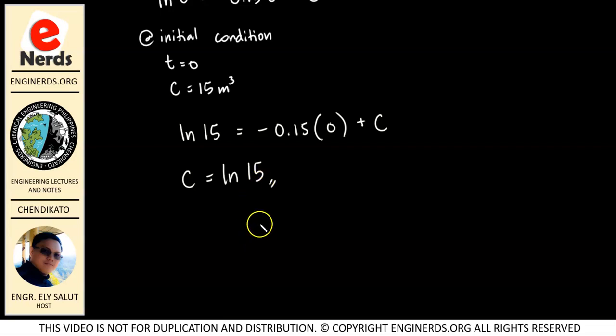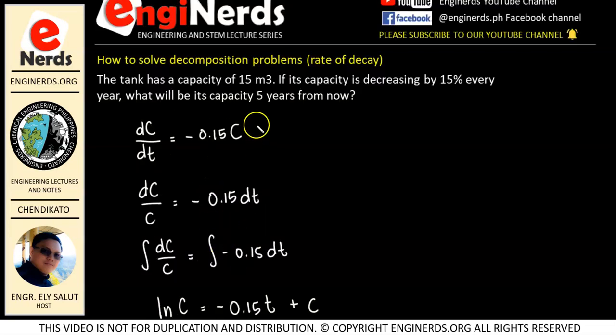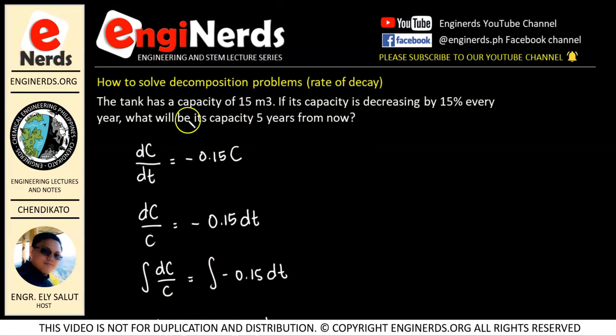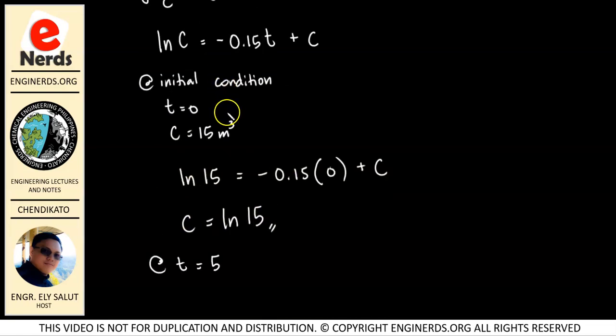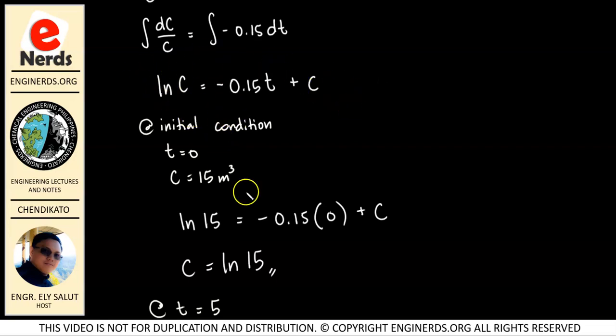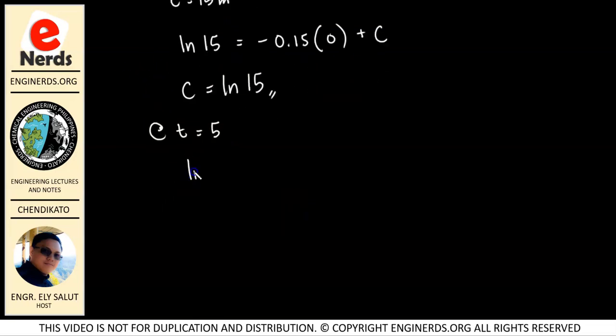So now we're going to check what is the capacity at time equal to 5 years. So that is what we are looking for. 5 years from now, what will be our capacity? So our time is equal to 5. So we're still going to use the same equation that we got here, no? So we have ln C is equal to negative 0.15t plus C. And we know that our C is equal to ln 15.